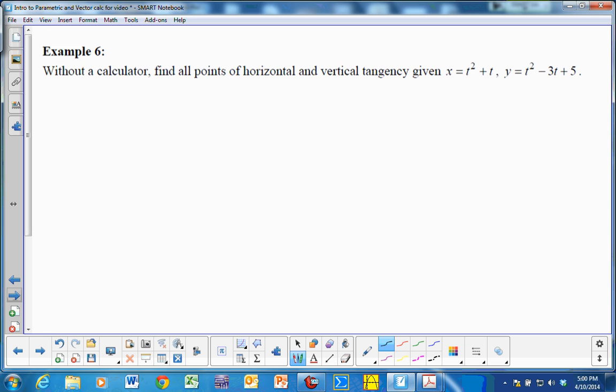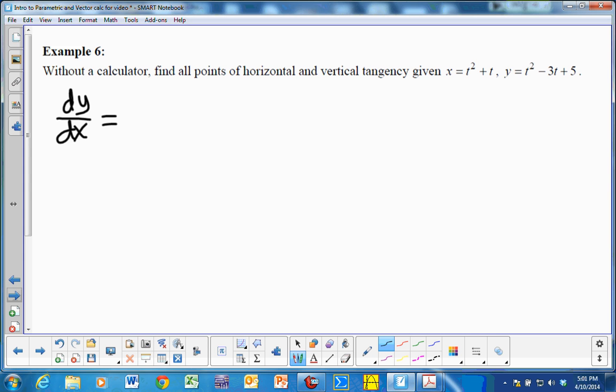All right, so let's do example 6. So this one says, again, without a calculator, find the points of horizontal and vertical tangency, okay? So, again, in order to get a horizontal tangent, what's the slope of a horizontal line? That would mean the slope is 0. If there's a vertical tangent there, it would mean that the slope is undefined, which would mean the bottom is 0. So basically, I need to find dy dx first, and then I need to do things with it.